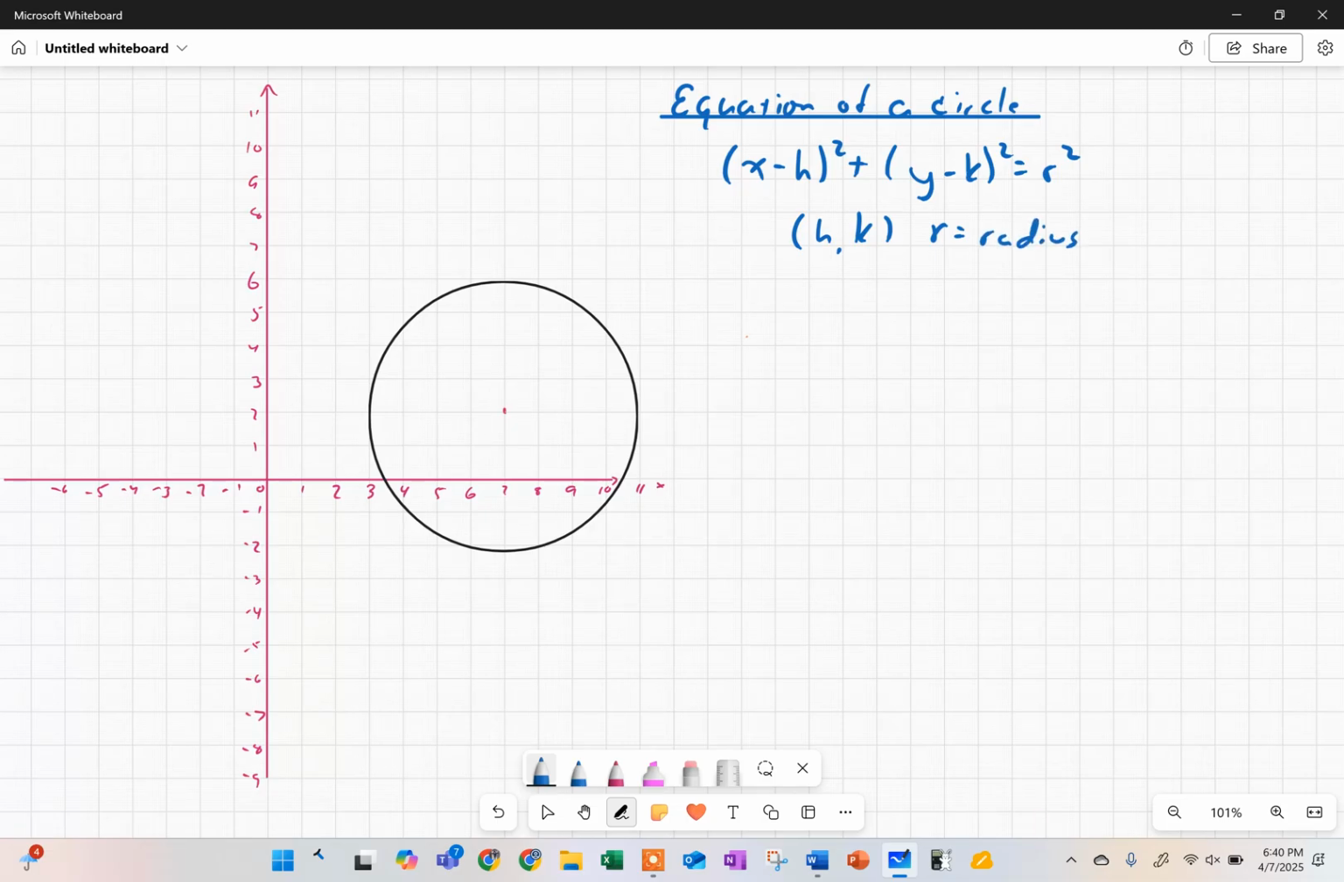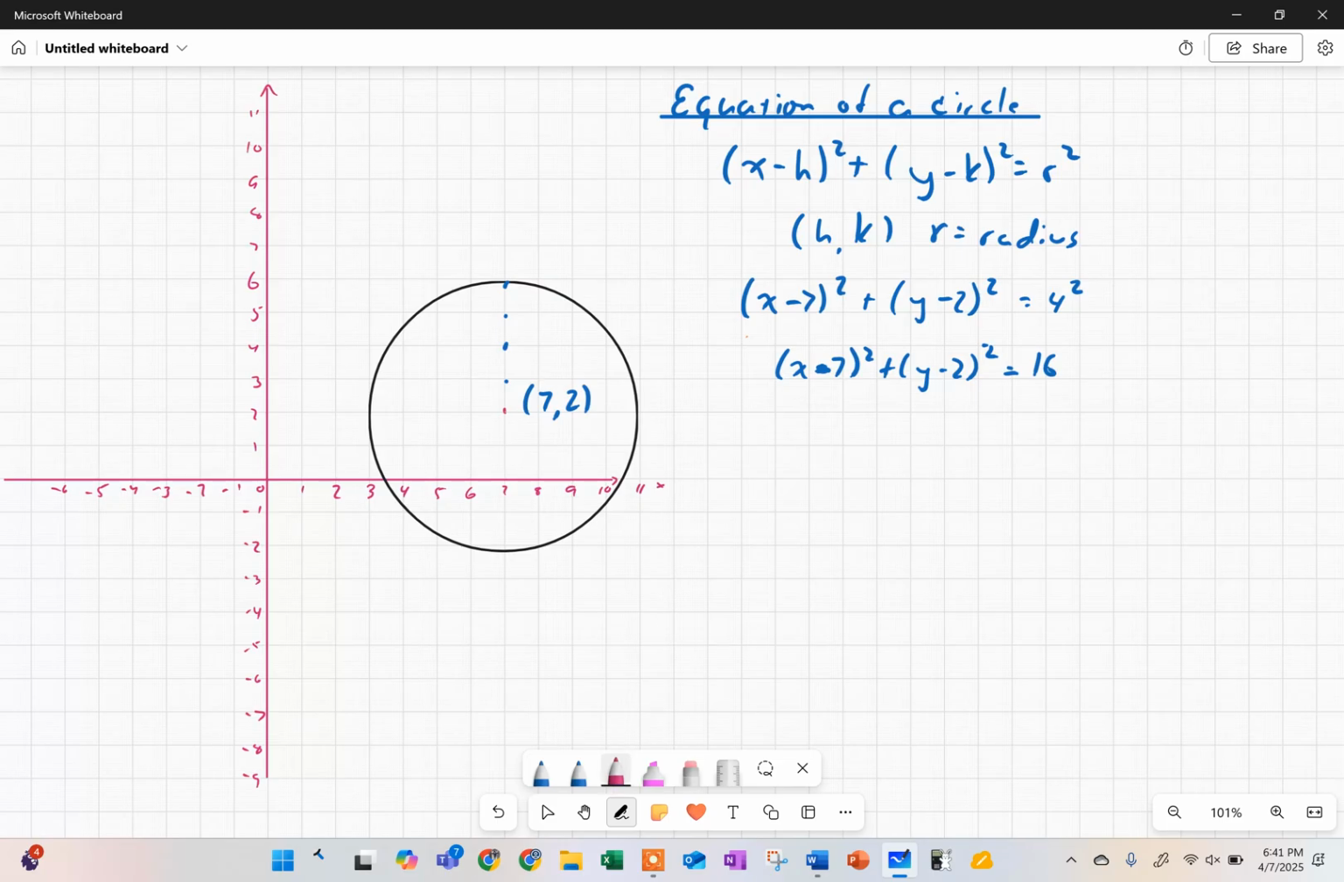So let's take a quick look at this circle. Here I have a center point at (7, 2). And so it becomes (x − 7)² + (y − 2)² = ... now my radius is, let's see, 1, 2, 3, 4, is 4, so it becomes 4². So the actual equation is (x − 7)² + (y − 2)² = 16. And that's it. That's the equation of the circle.